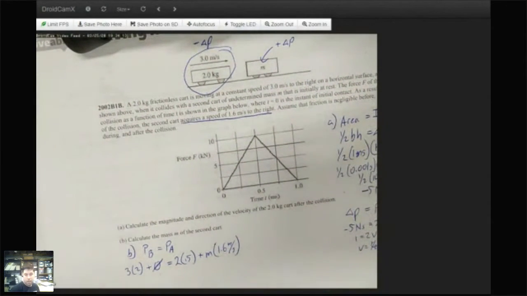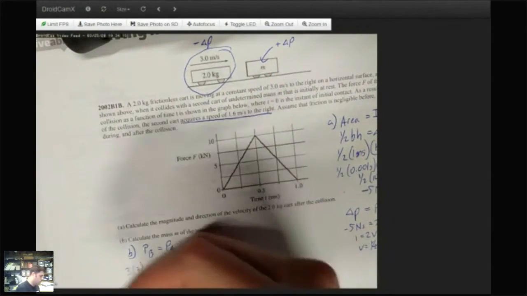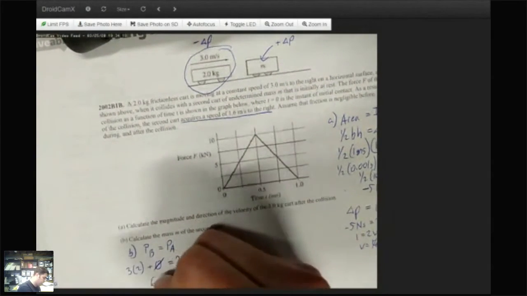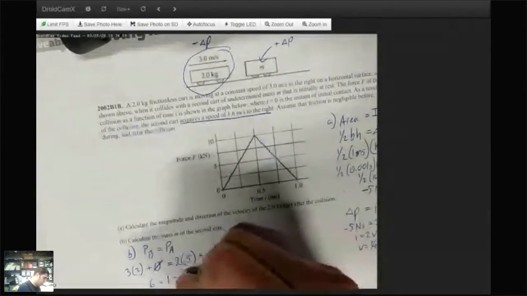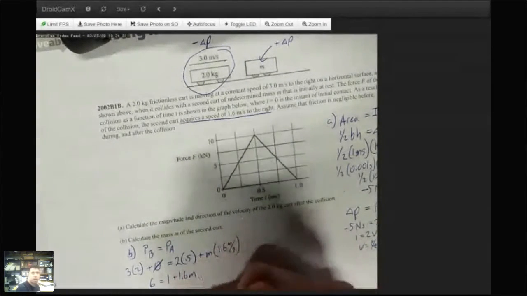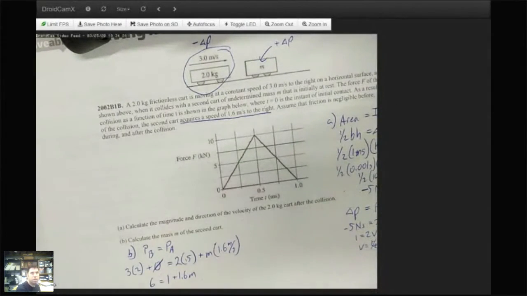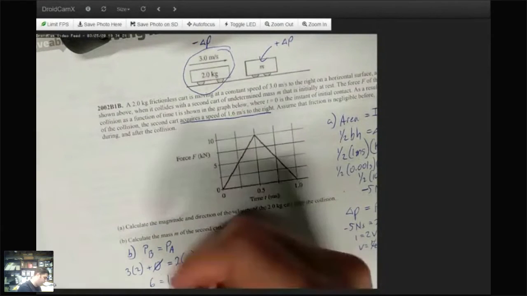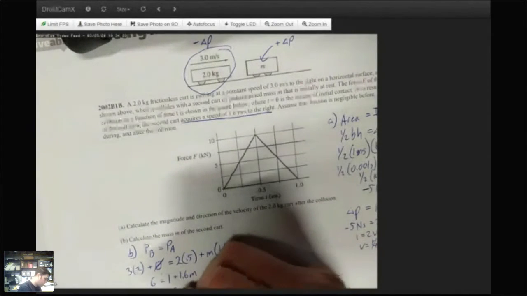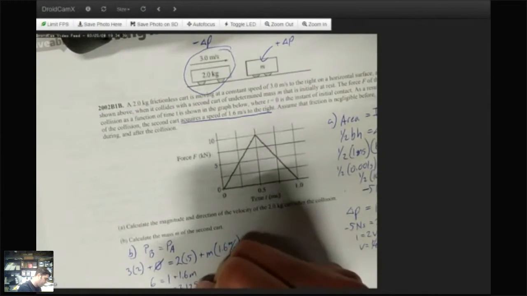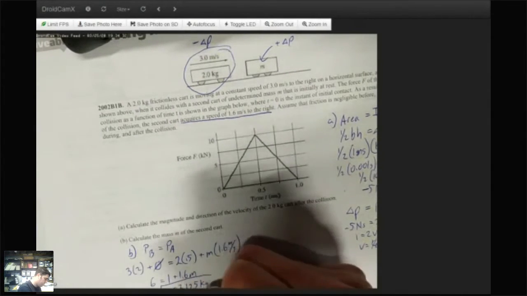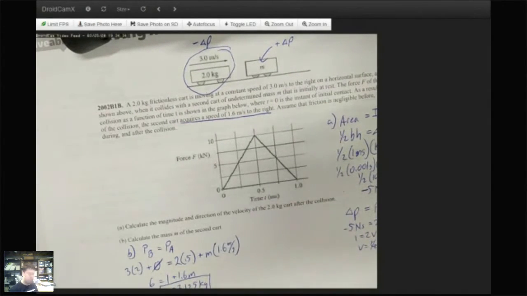And now we just get to do a little algebra here. 6 equals 1 plus 1.6 m. We do a little division, and we end up with m being 3.125 kilograms. All right, so that one is one way to do this question.